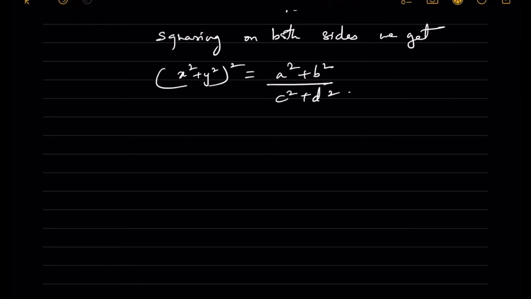So now this is the solution of the given problem. We had to prove this only: (x square plus y square) whole square is equal to (a square plus b square) by (c square plus d square). Next, going into the next problem, that is the fifth one. What's the fifth one? We'll see.